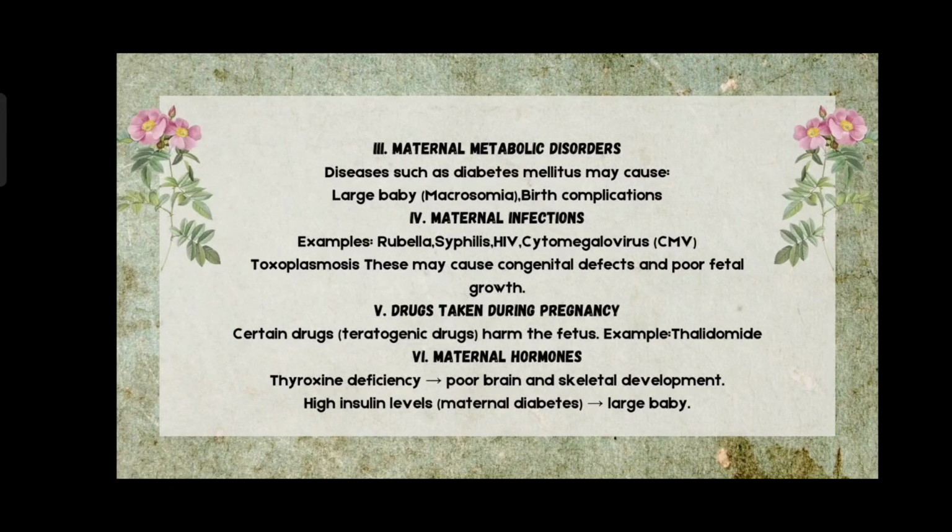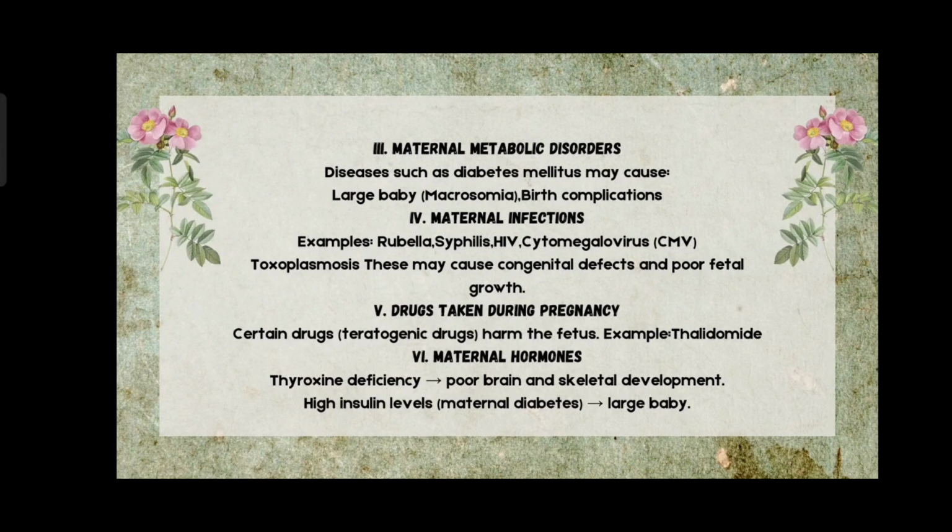Then the third one is maternal metabolic disorders, which means diseases such as diabetes mellitus may cause a large baby, known as macrosomia, and also lead to some birth complications. Then maternal infections like rubella, syphilis, HIV, cytomegalovirus or toxoplasmosis will cause congenital defects and poor fetal growth. Then drugs taken during pregnancy. Certain drugs, one example is thalidomide, will cause harm to the fetus.